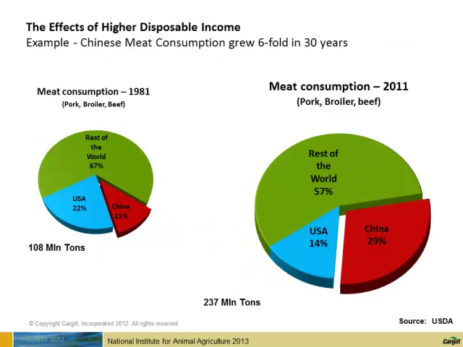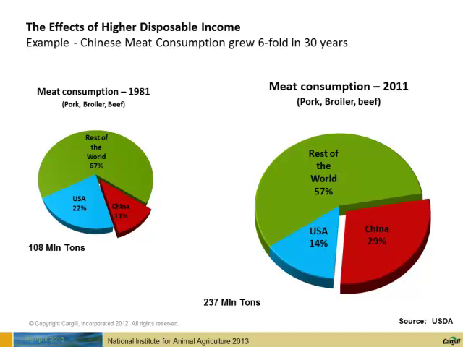This chart right there is globally. This chart right here, China specifically. In 1981, China consumed 11% of the pork, chicken, and beef globally. So 11% of 108 million tons of that meat, about 10 million tons. By 2011, China was consuming 30% of that, of 237 million tons. Their meat consumption grew sixfold in 30 years.